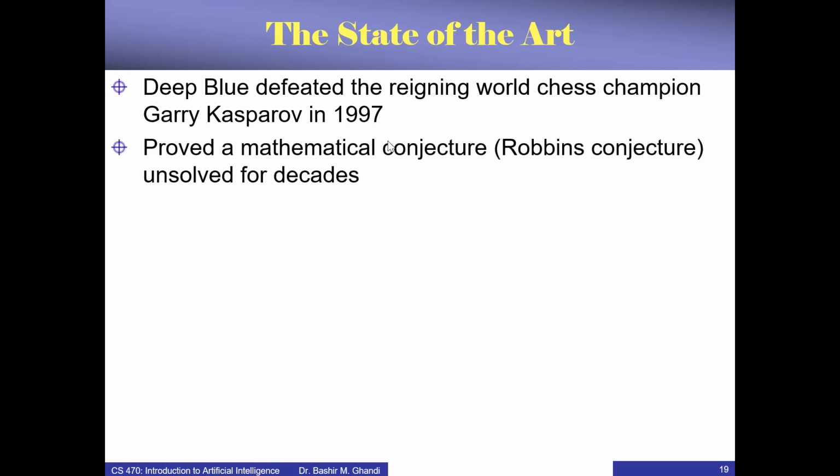Another development that surprised many was the development of an AI computer program that proved a mathematical conjecture, called Robbins' conjecture. This conjecture was unsolved for decades, but here you are, an AI program was able to prove that conjecture.